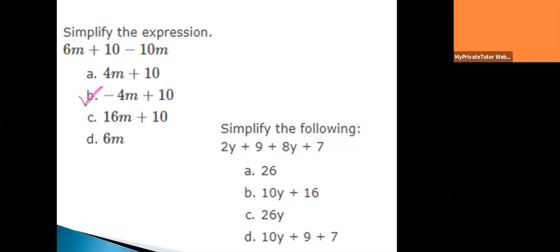So Iris, you want to try the next one? Would you like to try the next one, Iris? Yeah, please go ahead. Simplify the following. Okay, Joseph answered. Okay, Iris also answered. Okay, which means 2y plus 8y is 10y and 16 the constants.